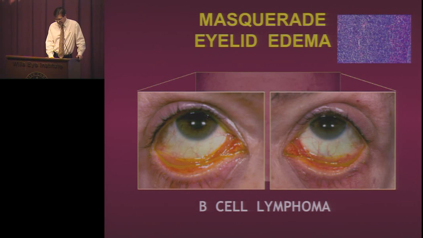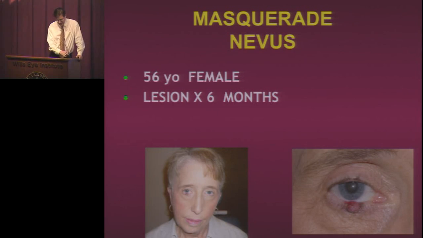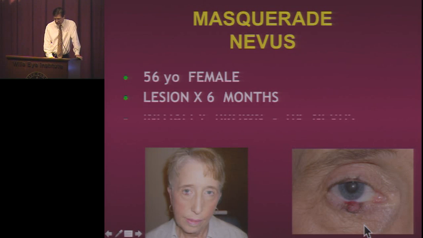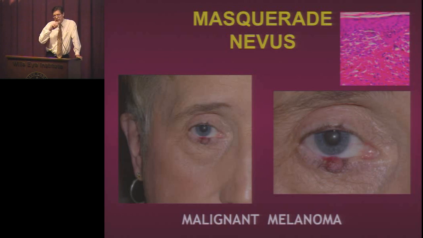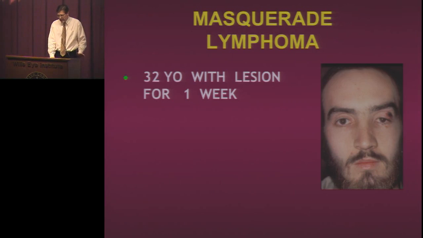B-cell lymphoma. This was a patient about 2 years ago I saw that was referred by a dermatologist that said this patient had a nevus for 6 months, and all of a sudden it changed in its appearance. And it was initially just a flat brown lesion. And here you can see the elevated nodular lesion. So I removed it and biopsied it. And what did it show? It was a malignant melanoma, which, as you know, is very rare on the eyelid. So this patient ended up having reconstruction and being sent to a melanoma center for workup and follow-up. So that was a masquerade nevus.